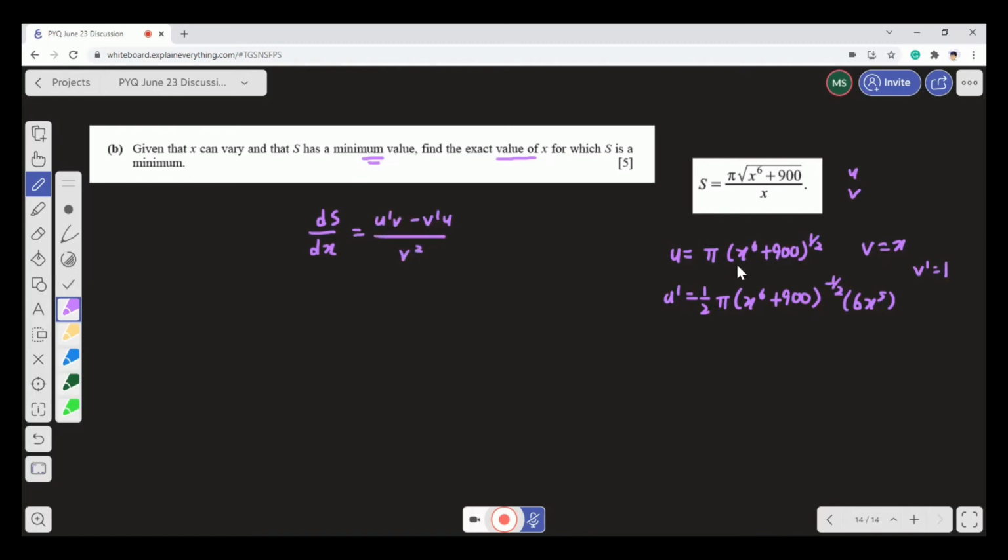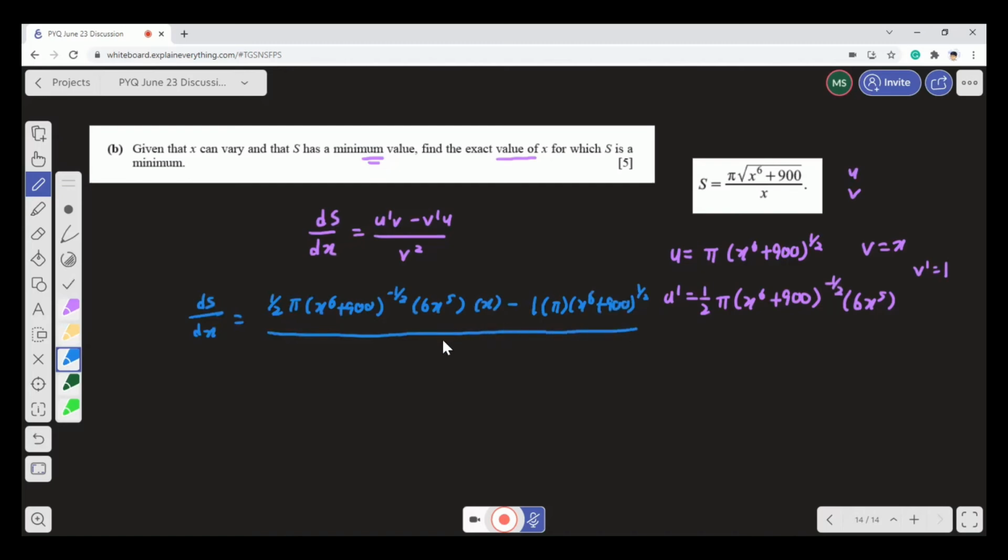This differentiation is a little bit scary because it's 5 marks. You need to be very careful. So ds/dx is U prime, which is 1/2 pi (x^6 + 900)^(-1/2) times 6x^5, and then V I haven't copied yet, V x, minus V prime, which is 1, and then the U you copy down, pi (x^6 + 900)^(1/2), over V squared, x squared.